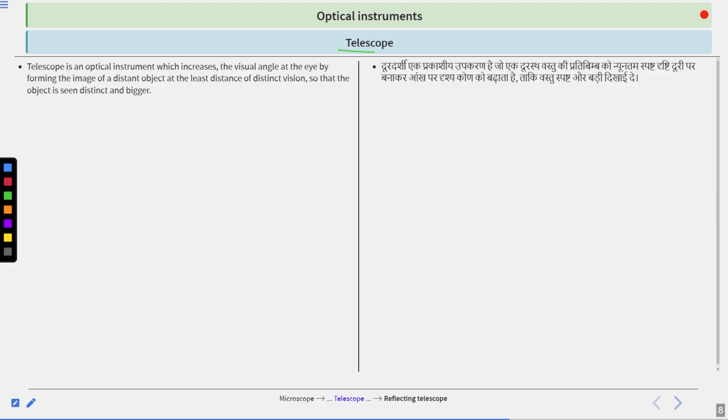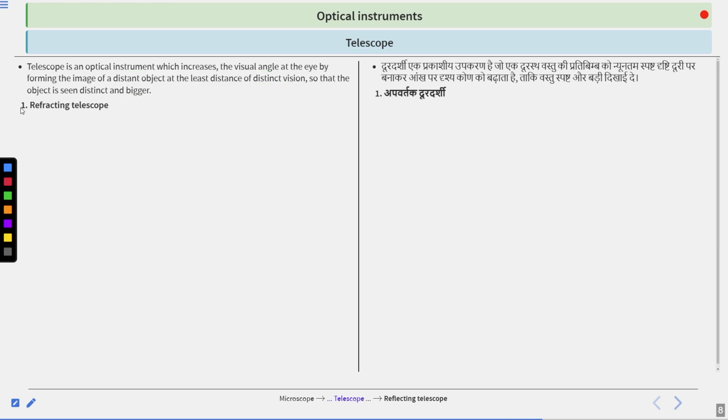Next, telescope. A telescope is an optical instrument which increases the visual angle at the eye by forming the image of a distant object. So a telescope is basically used to see objects where the distance between the eye and the object is very large. In that case, the telescope is used, so that the object is seen distinct and bigger.